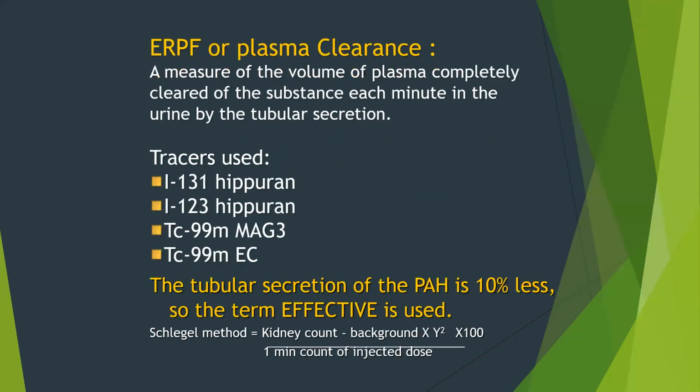the protein binding. Talking about ERPF or plasma clearance, it is a measure of the volume of plasma which is completely cleared of the substance each minute in the urine by tubular secretion. For these, the tracers that we normally use are technetium labeled to MAG3 and EC. The tubular secretion of the PAH is 10% or less, so the term effective is used.